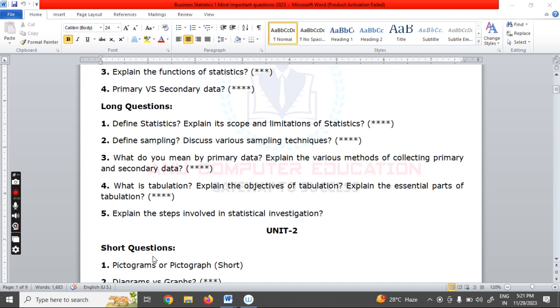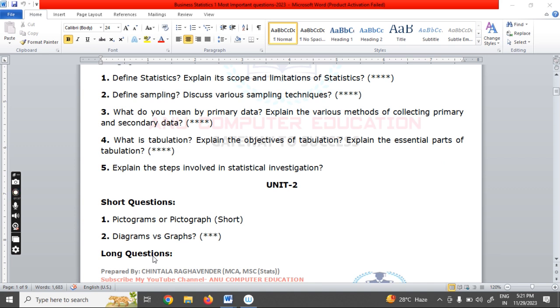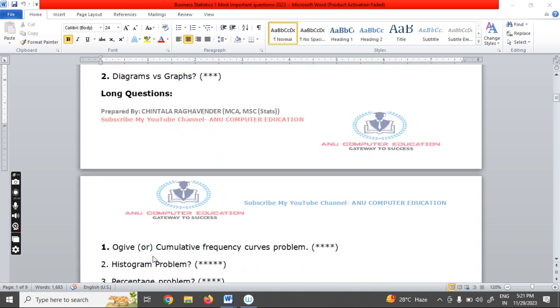When it comes to Unit 2, pictograms or pictograph short answer, and diagram versus graphs, you can expect one short answer from this. When it comes to the long answers, OG curve and cumulative curve are both the same, and you can get one problem compulsory, histogram. Either you may get a histogram problem or an OG curve. How to draw the OG curve and the histogram, I will give one example problem below.